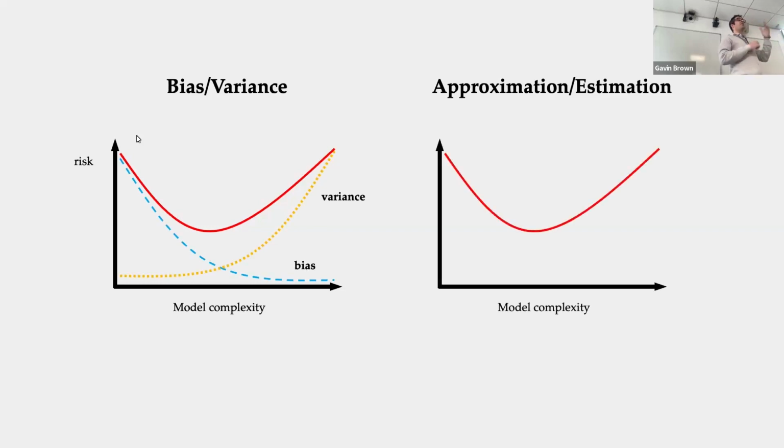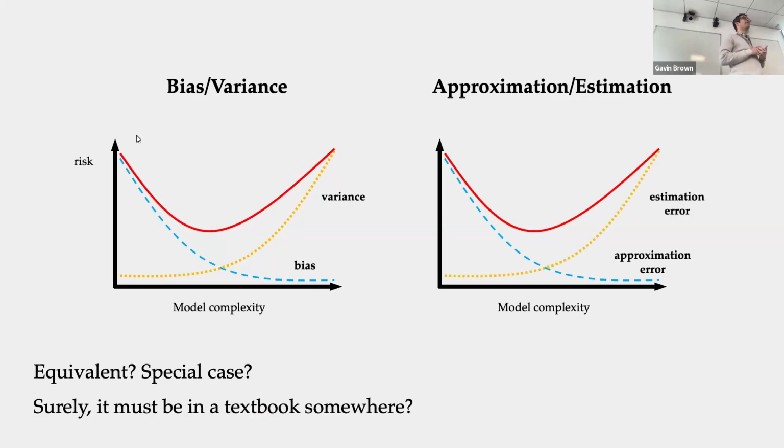The approximation estimation decomposition is also described in terms of a trade-off. The performance gets better and better, and then at some point it starts to overfit. Why and how does that happen? Well, the approximation error goes down and the estimation error goes up. So there seems to be quite a similarity between these two trade-offs. These are 50 years old. These are in every machine learning textbook on separate pages, but they are mentioned everywhere. So surely the link between them has got to be in a textbook somewhere.